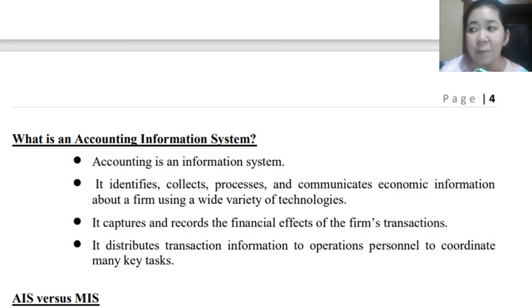So there should be a formal system that an entity should follow, okay, for them to be able to make sure that what they record are legitimate business and economic transactions, as well as to avoid errors and fraud, okay, for them to use this financial information with confidence, okay, for decision making. So that's for our accounting information system. So the next part of this topic will be discussed in the next video lecture.